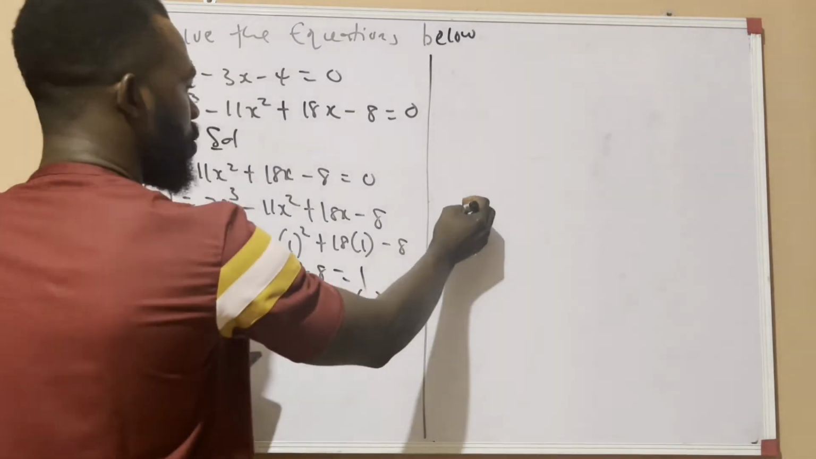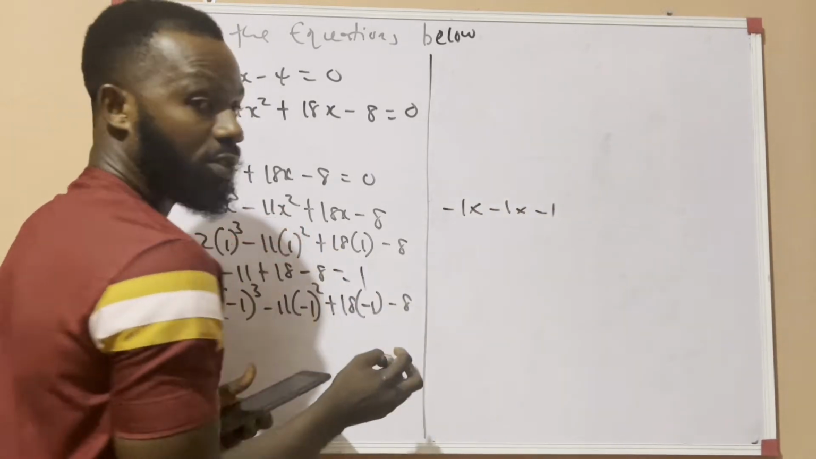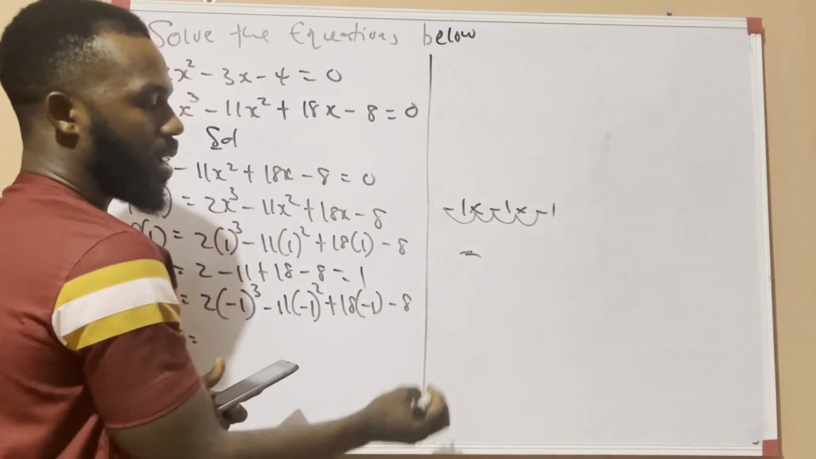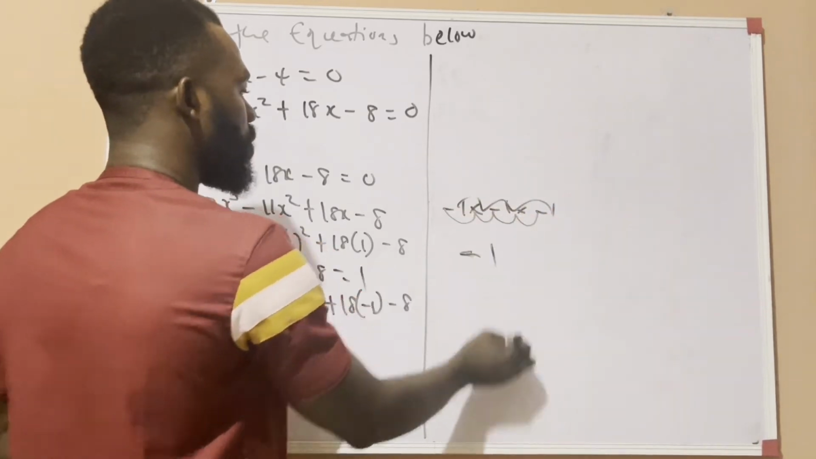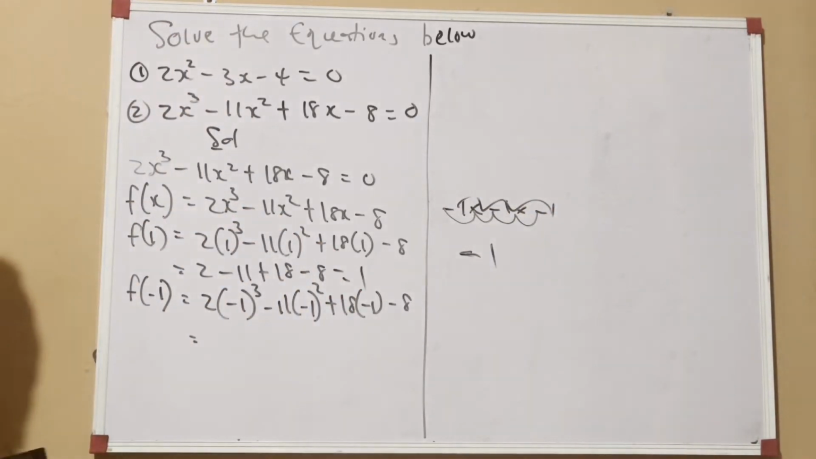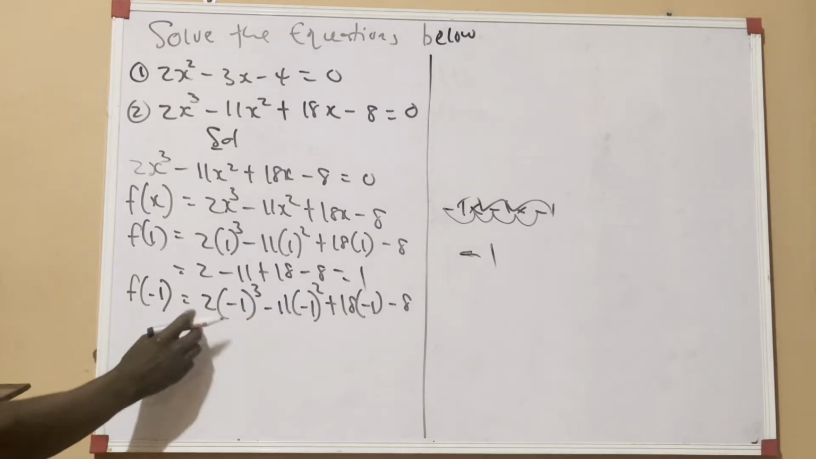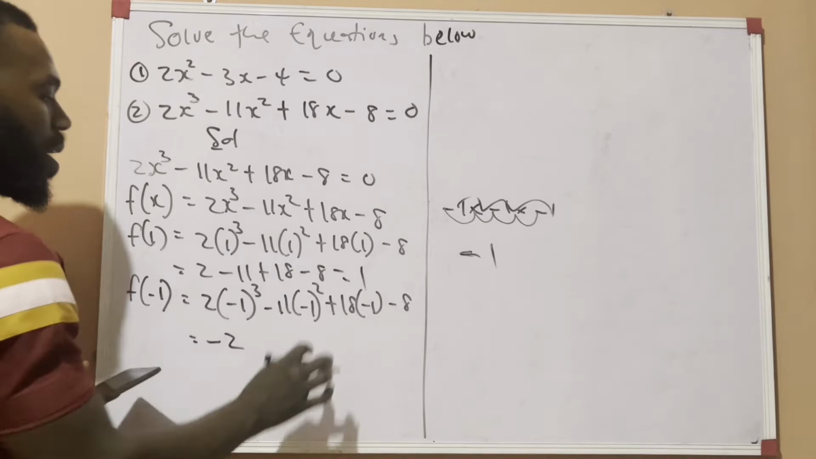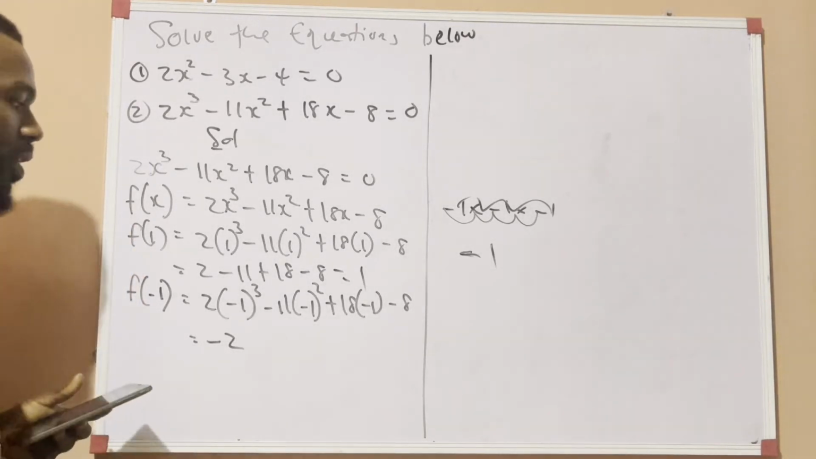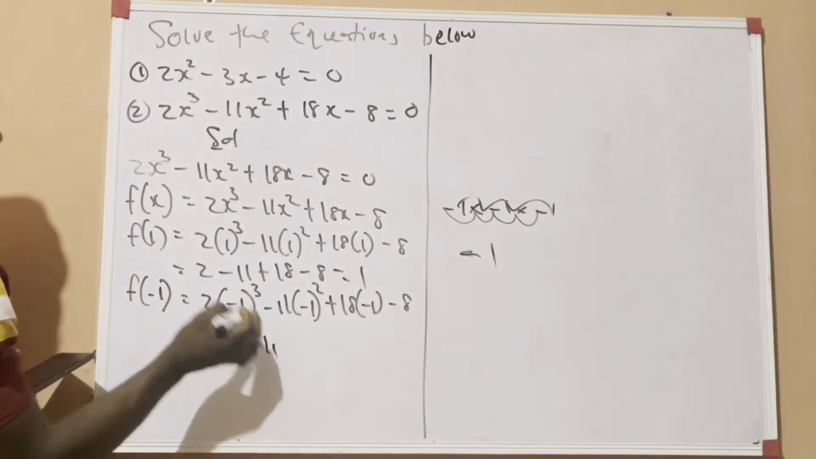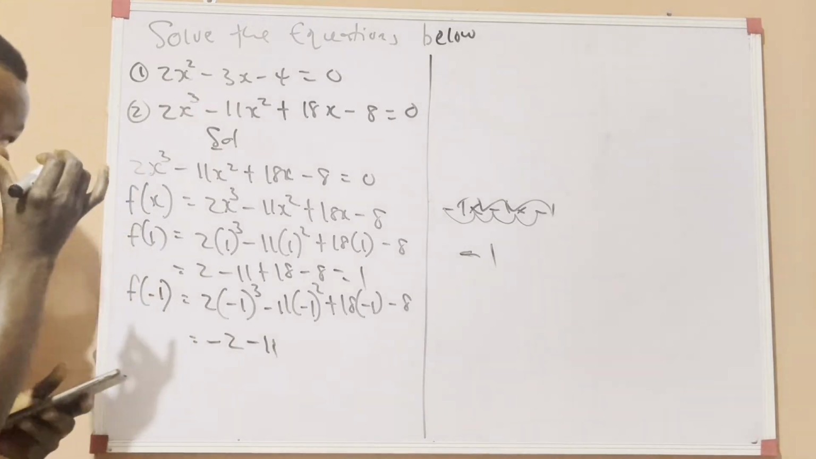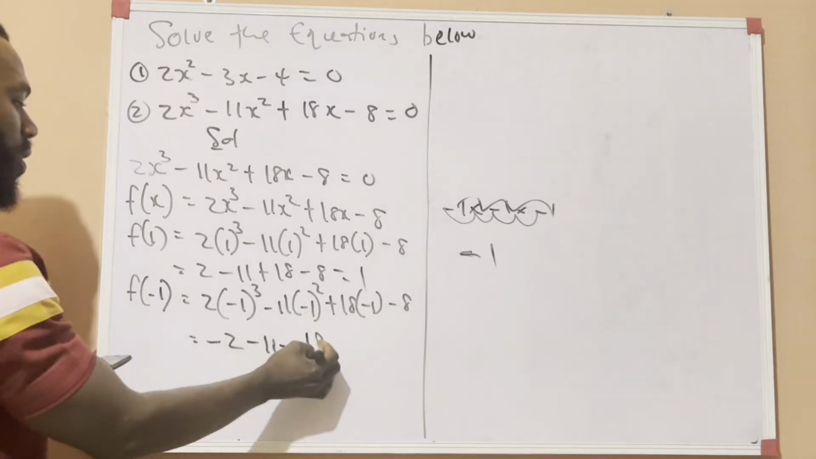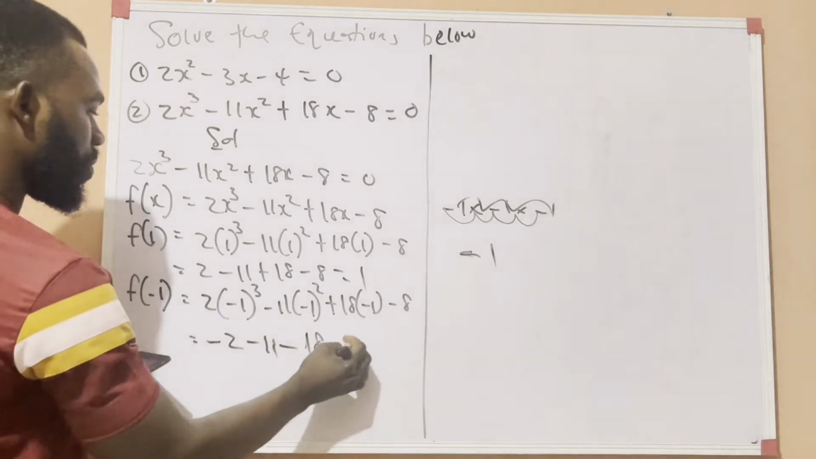All right, so here minus 1 raised to the power 3, of course, is minus 1, because we say minus 1 times minus 1 times minus 1. Now, minus times minus is plus, plus times minus is minus. So 1 times 1 times 1 is 1. So of course minus 1 raised to the power 3 gives us minus 1, and minus 1 times 2 gives us minus 2. Now, minus 1 raised to the power 2 is a positive 1, and 1 times minus 11 still gives us minus 11. So plus times minus is minus, and 18 times 1 is 18, minus 8.